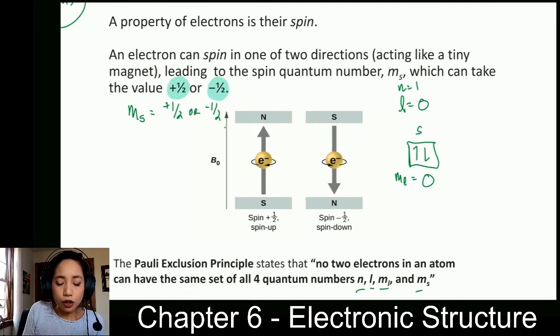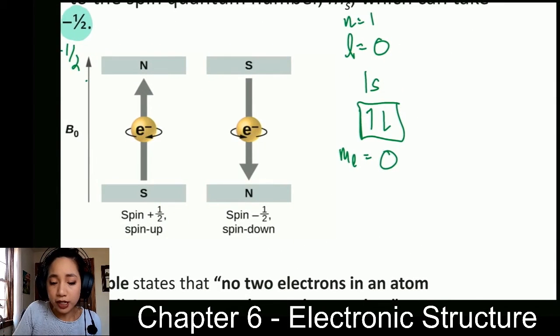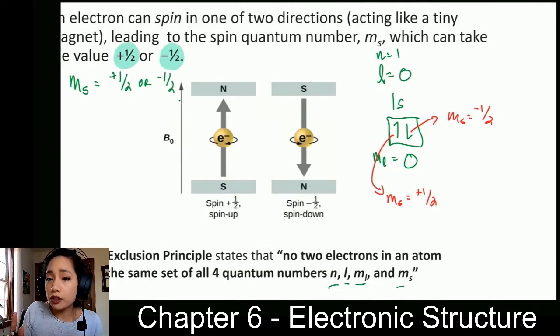All right, and so if you look at these 2 electrons that I placed within this 1s orbital, there are 2 electrons, and that's the maximum number of electrons that we can have. One of these electrons has an ms equal to positive 1/2, and the other one has an ms of negative 1/2. So those 2 electrons will share the same 3 quantum numbers, but that last quantum number, ms, is different. One's positive 1/2, the other's negative 1/2. So then we obey Pauli's exclusion principle.